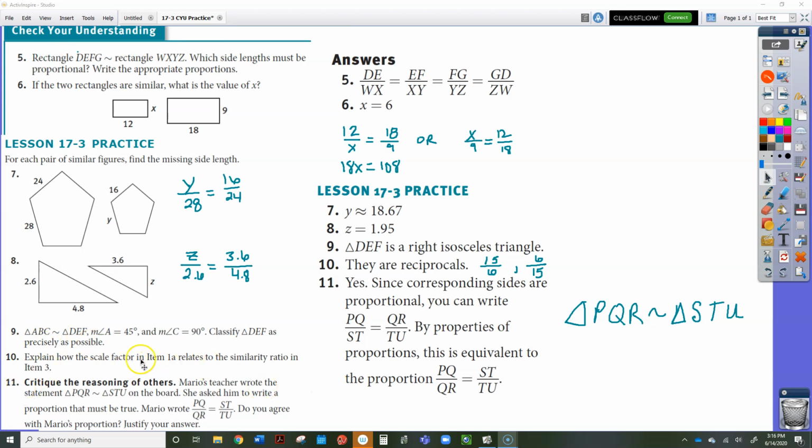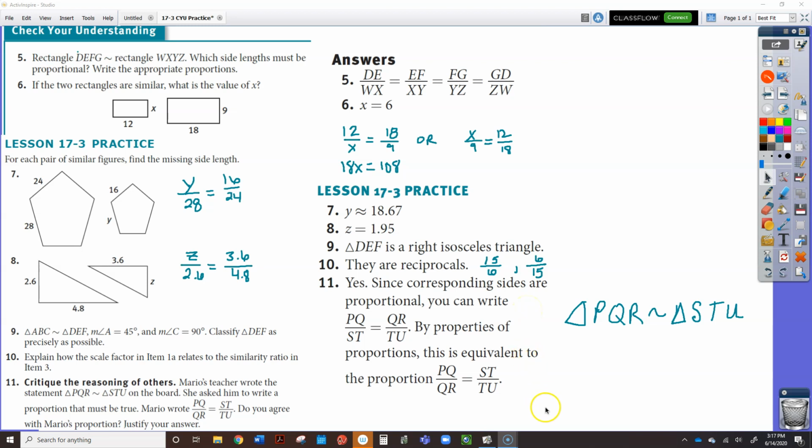So explain how the scale factor in item 1A relates to the similarity ratio in item 3. Remember, we talked about it. This one came from the scale factor. You always put the original on bottom, the original side length on bottom. That way you can get the correct answer whether it is enlarged or reduced. If you're just writing ratios, you don't necessarily have to put the pre-image on bottom. So they put the pre-image on top, and these two are what's called reciprocals of each other. They're just flipped upside down. That's what a reciprocal is.